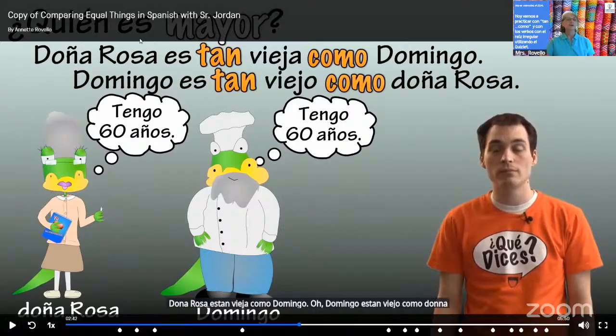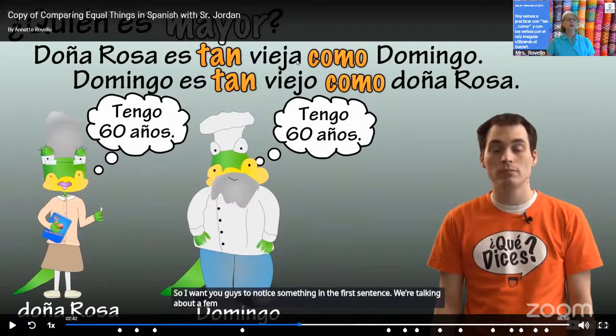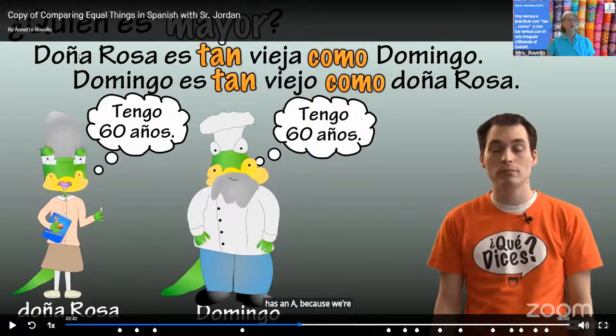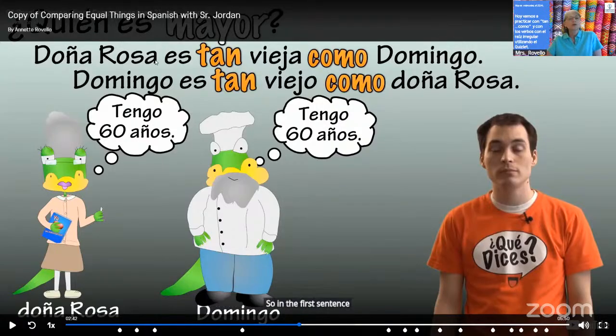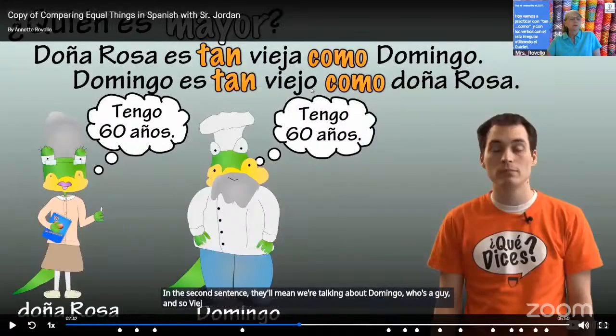So I want you guys to notice something. In the first sentence, we're talking about a female, and so vieja has an A because we're describing her, saying that she is as old. But if we're talking about Domingo being as old, then notice we use the O, right? Because we're describing Domingo. So in the first sentence, we're talking about Doña Rosa, so we're feminine. In the second sentence, we're talking about Domingo, who's a guy, and so viejo has to be masculine.